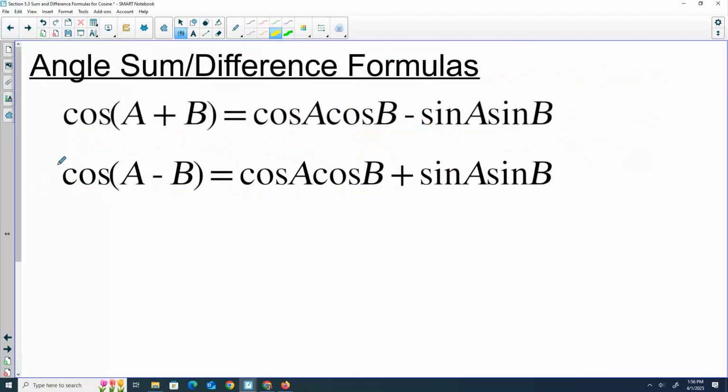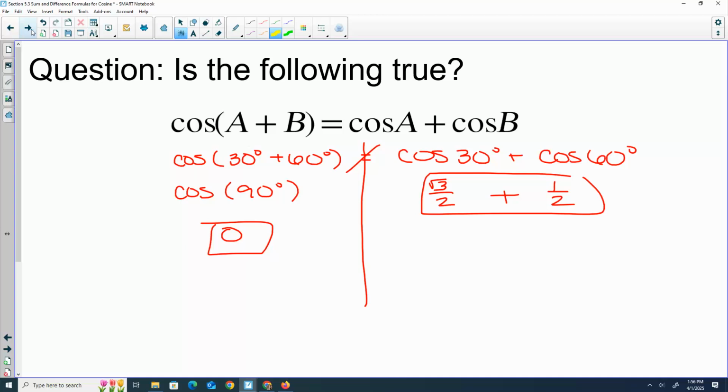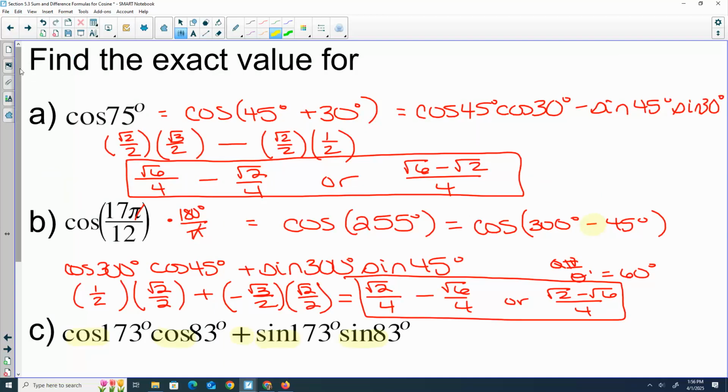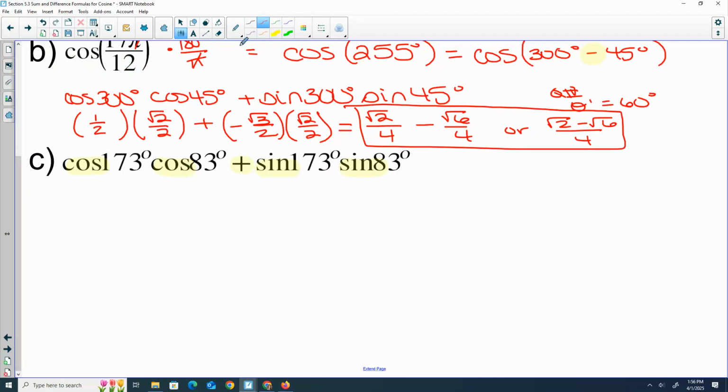And I'm looking at my formulas. Cosine, cosine, plus sine, sine. That turns into cosine of A minus B. So this is the cosine 173 minus 83 is 90. And what is the cosine of 90?